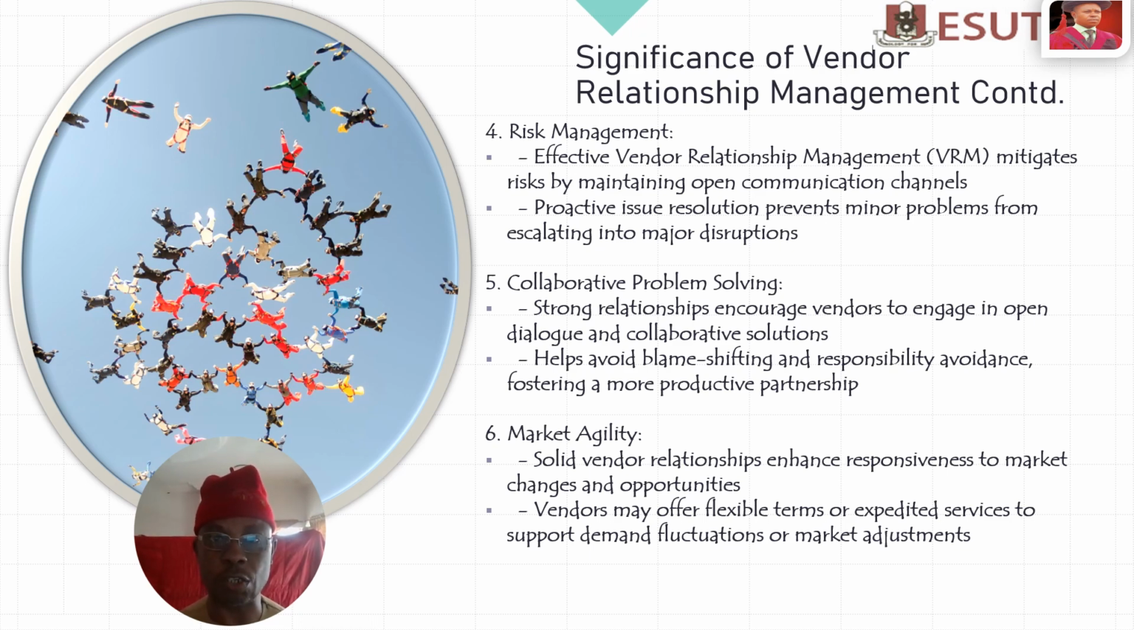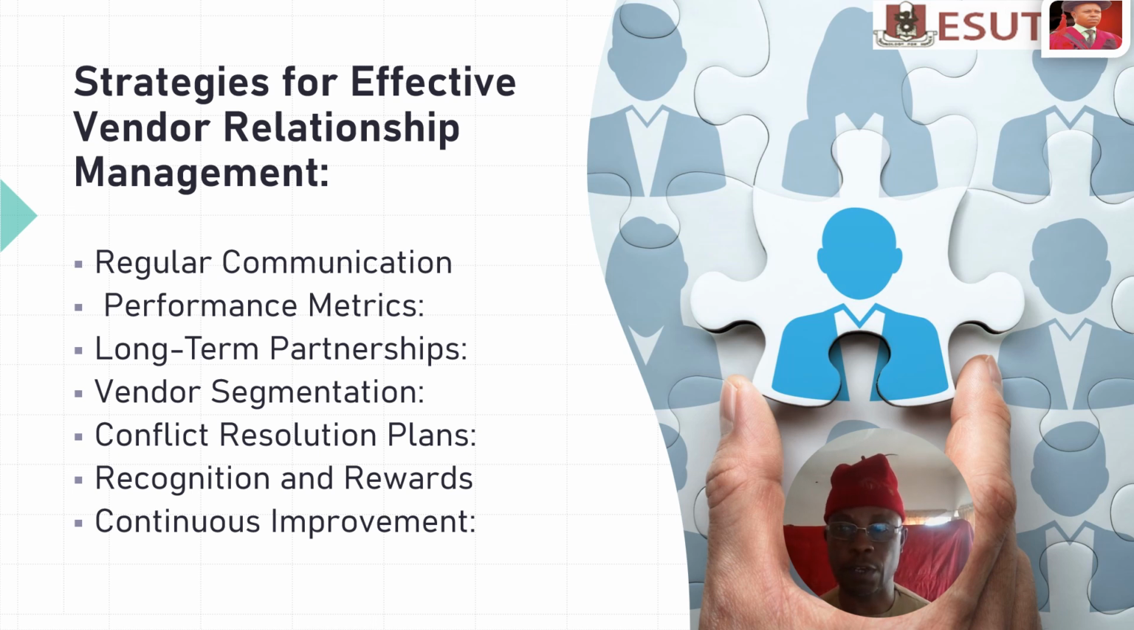Strategies for effective vendor relationship management. The following strategies are vital for effective vendor relationship. 1. Regular communication. 2. Performance metrics. 3. Long-term partnership. 4. Vendor segmentation. 5. Conflict resolution plans. 6. Recognition and rewards. 7. Continuous improvement. Let us take these items one after the other.